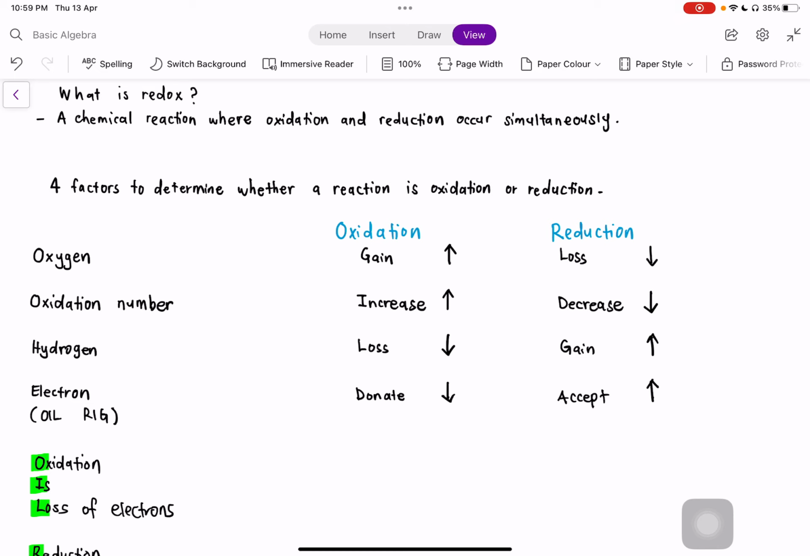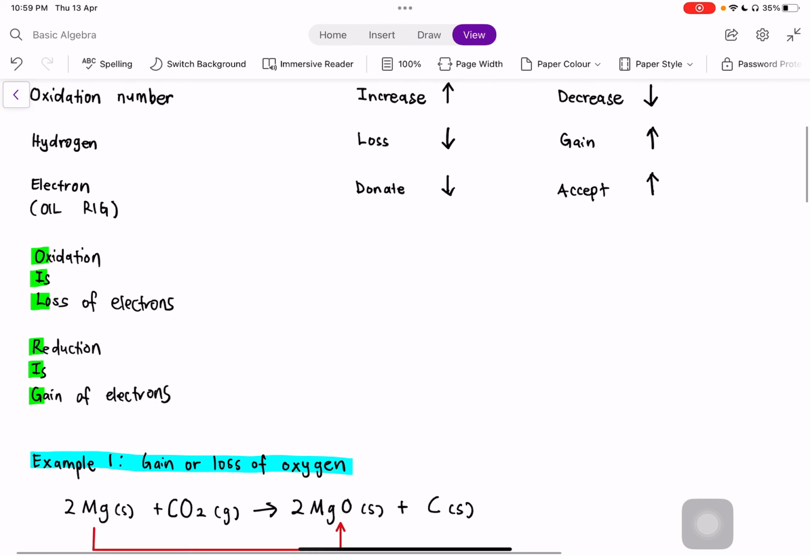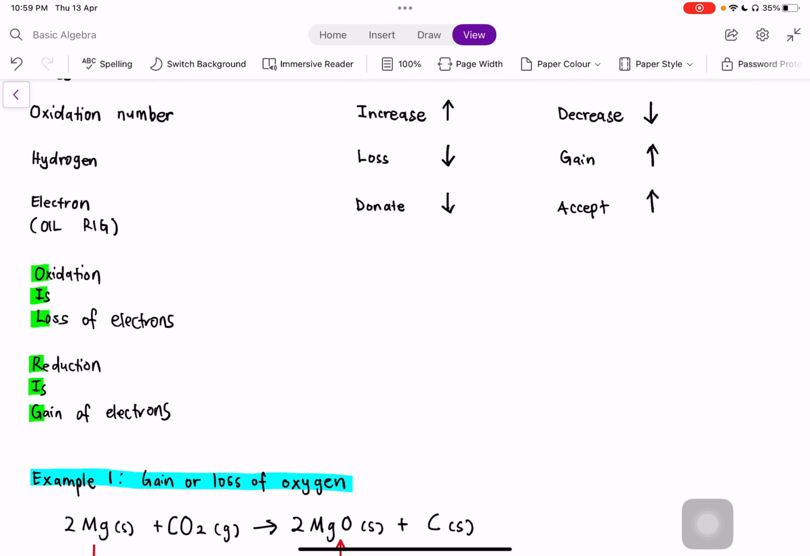So how to memorize electron? You can use the formula OIL RIG. OIL means oxidation is loss of electrons. RIG means reduction is gain of electrons. It also applies for hydrogen.